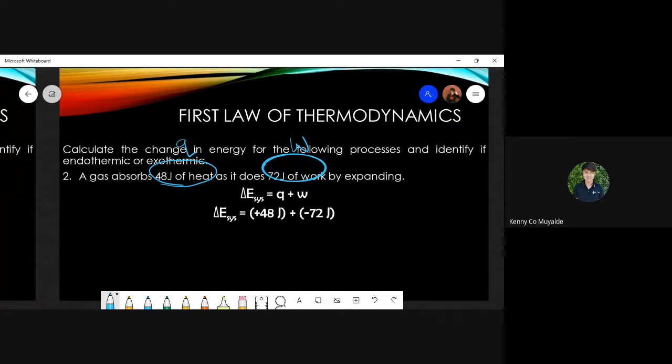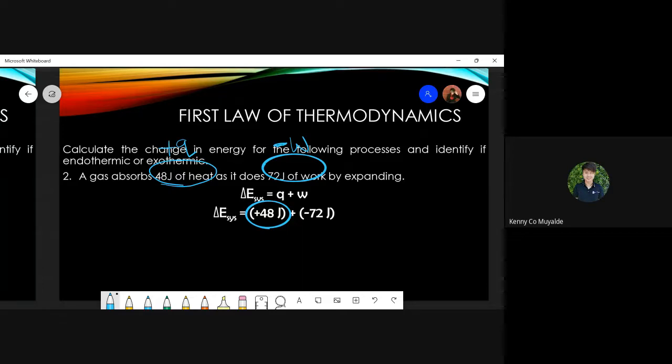Next, yung values nila, if they are positive or negative. So dito, a gas absorbs 48 joules of heat. Si gas uli yung ating system. So since nag-absorb ng heat si gas, it is positive. So it will become positive 48. Next, it does 72 joules of work. Ang gumawa ng work ay si gas. So nagtatrabaho siya, na-stress siya, kaya negative. Negative kasi siya yung nagtrabaho mismo.